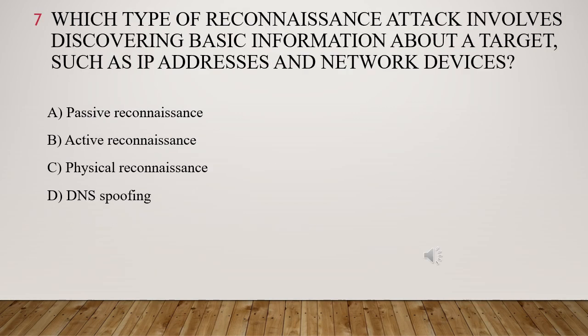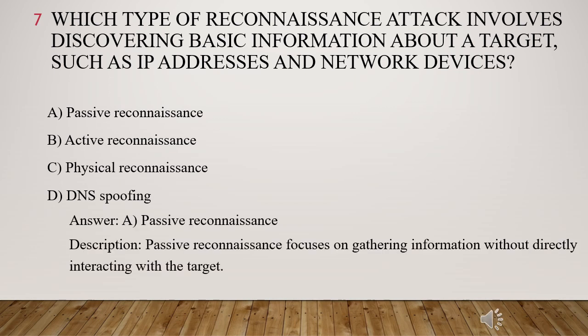Question number 7. Which type of reconnaissance attack involves discovering basic information about a target, such as IP addresses and network devices? A. Passive reconnaissance. B. Active reconnaissance. C. Physical reconnaissance. D. DNS spoofing. The correct answer is A.